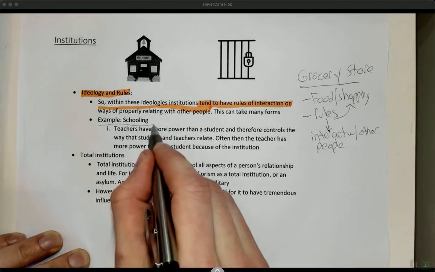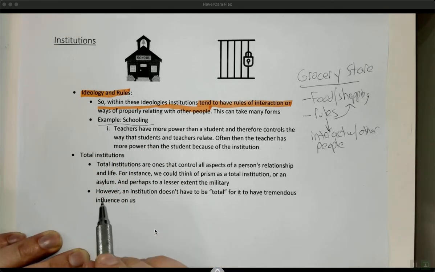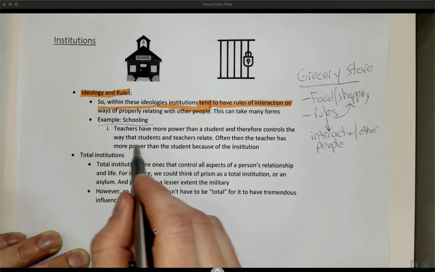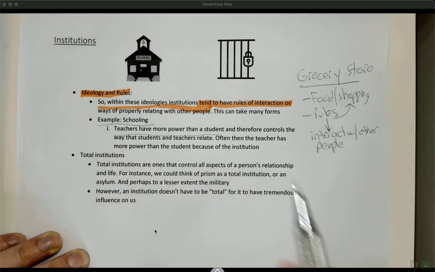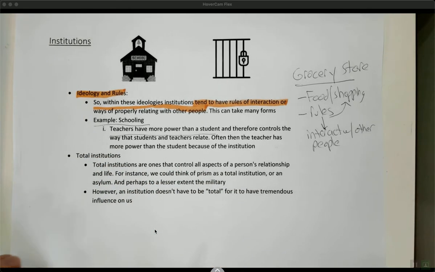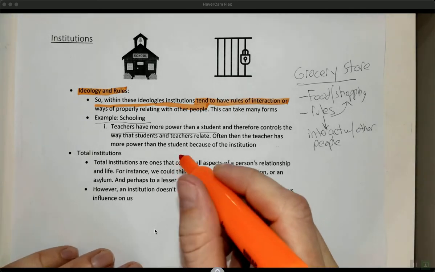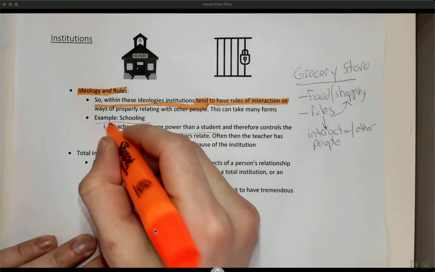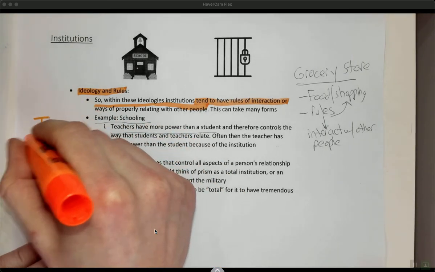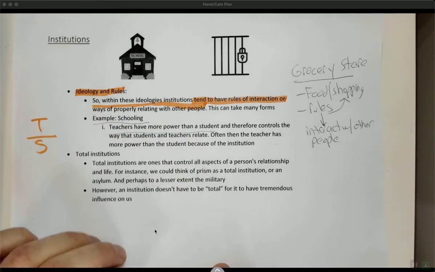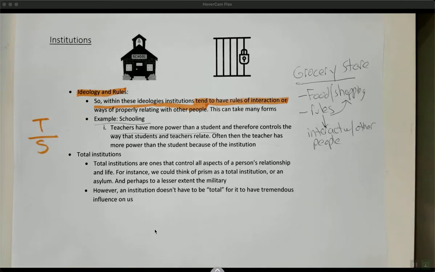And again, we're going to be using the schooling example throughout since we all have experience with that. So for instance, in schooling, teachers have more power than a student and therefore control the way students and teachers relate. So often the teacher has more power than the student just because of the institution itself. So when we actually go into school, we know in some ways that teachers are above students, just because of the way we end up learning from the earliest age: the teacher is in the front of the class, students sit back, watch, and listen.